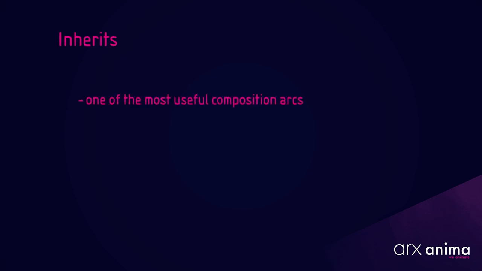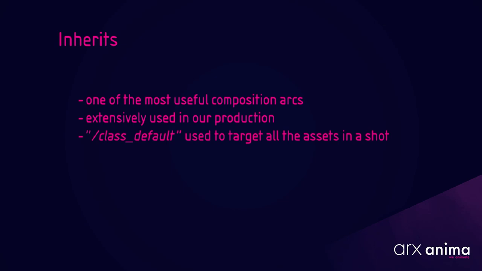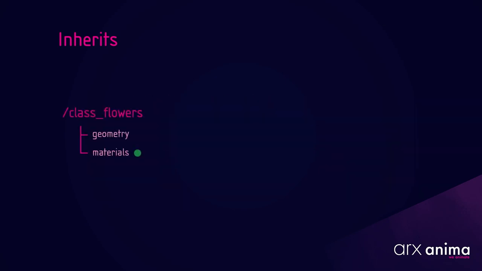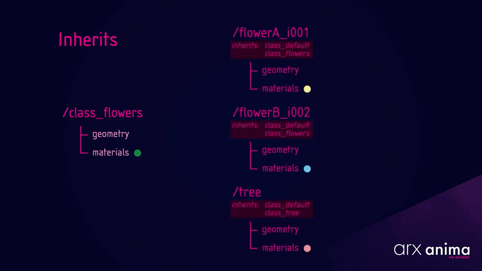Inherits turned out to be one of the most useful composition arcs for us in this production, and we actually kept adding more inherits during the production because they proved to be so flexible and useful. Our main use cases for inherits are a default class for the asset, and furthermore for each kind of shader, and some for categories like, for example, all trees would have one common category. The main use for us was to simply override every asset in a shot with, for example, a different shader, or a lot of times to update all shaders of a certain type with a new version or certain parameters.